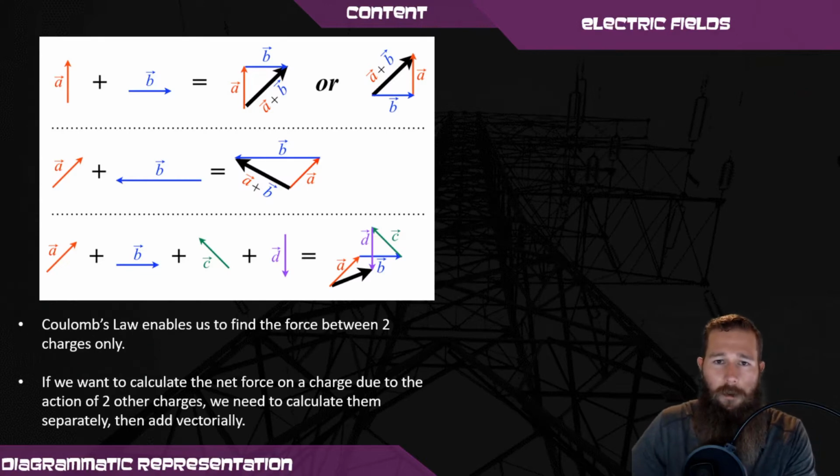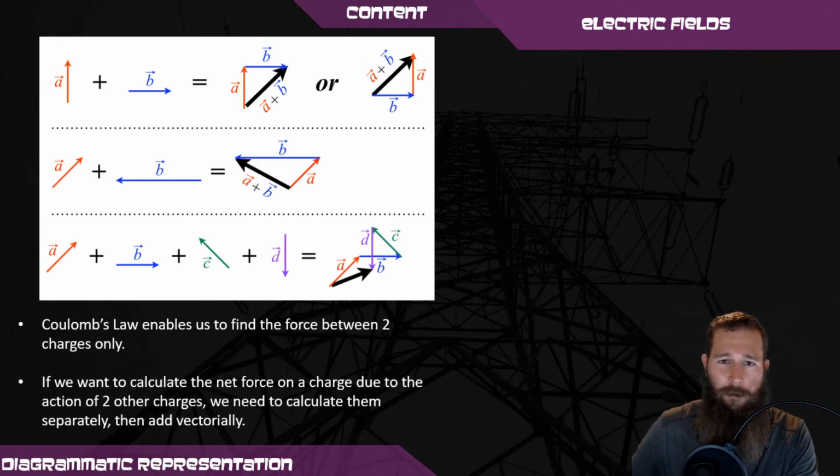So Coulomb's Law allows us to find the force that's acting on two charged particles. However, when we have more than two particles, three or four, because the force is a vector quantity, meaning it has both magnitude and direction, we can find the resultant force acting on a particle by summing up the vectors that are applied to it.